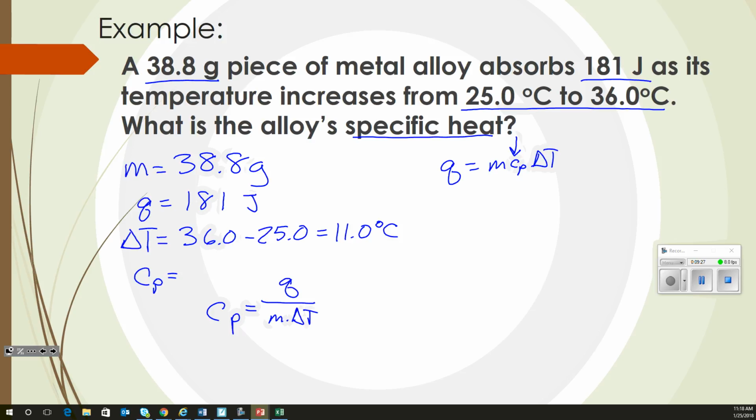Okay. Thank you. All right, so then we're going to plug in. Q, 181 joules, divided by mass, 38.8 grams, times the change in temperature, 11.0 degrees Celsius. Now remember, when I'm putting it into my calculator, I put in the top, then hit divide, put the bottom in parentheses, and then hit equal. If you don't have a calculator, come get one. If you have one, get it out. We're going to be using it a lot today.